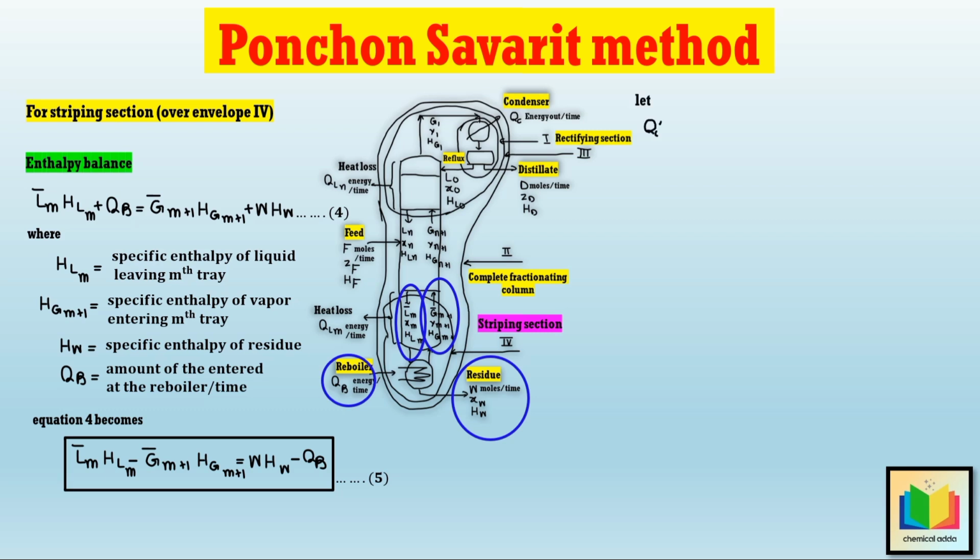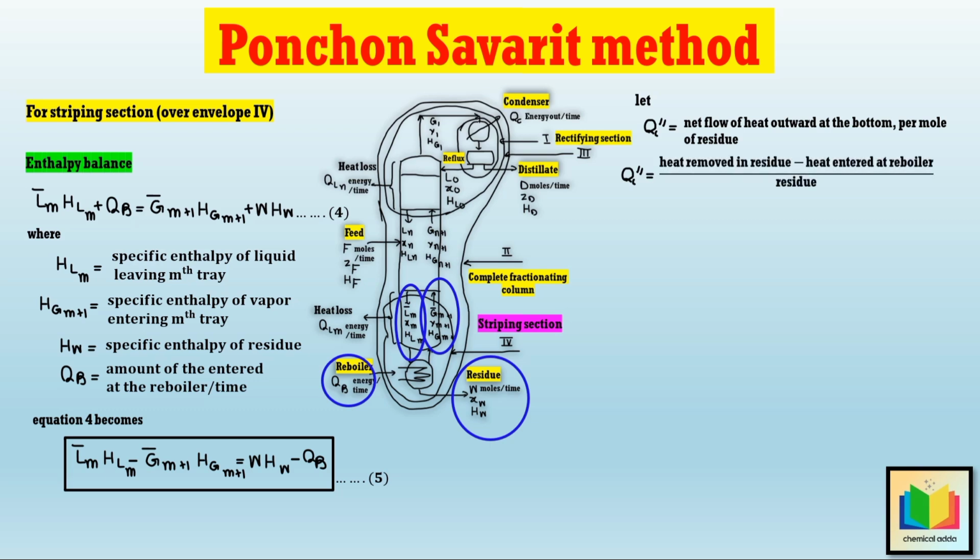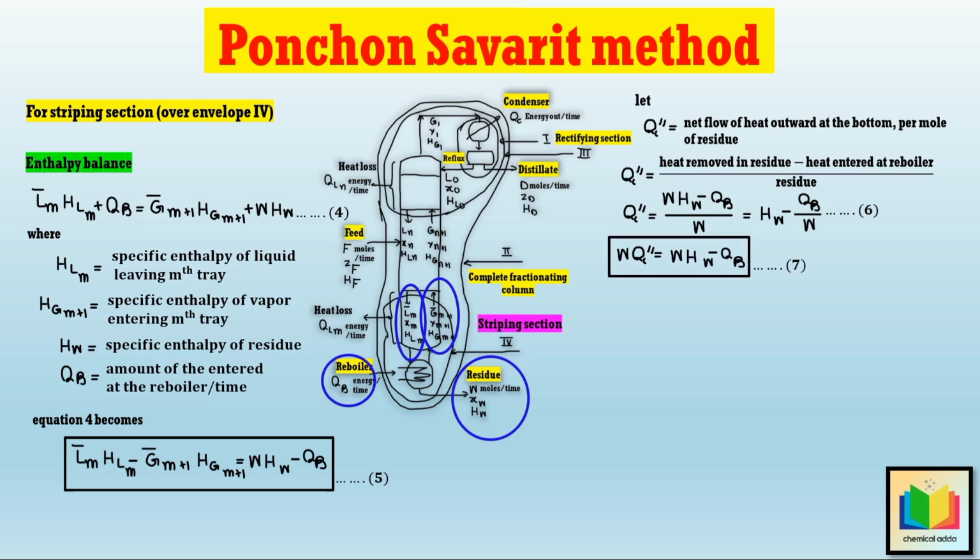Now, let us assume Q double dash as the net flow of heat outward from the bottom of the column per mole of residue. Hence, Q double dash is equal to the heat removed in the residue minus the heat entered at the reboiler, divided by moles of residue. Hence, the formula for Q double dash can be written as Q double dash is equal to W H_W minus Q_B divided by W, which can also be written as H_W minus Q_B divided by W. So, after rearranging the terms, this equation can be written as W Q double dash is equal to W H_W minus Q_B.